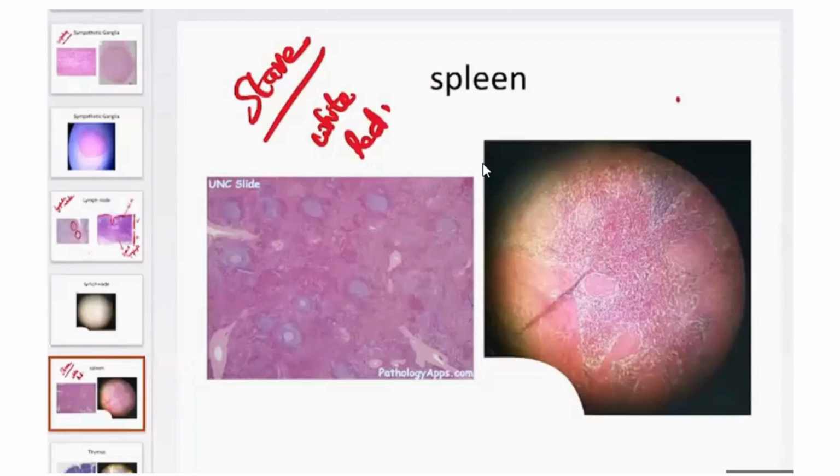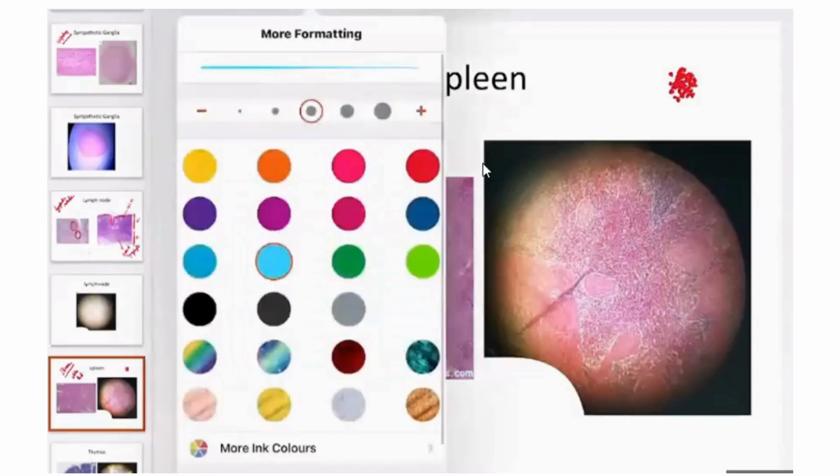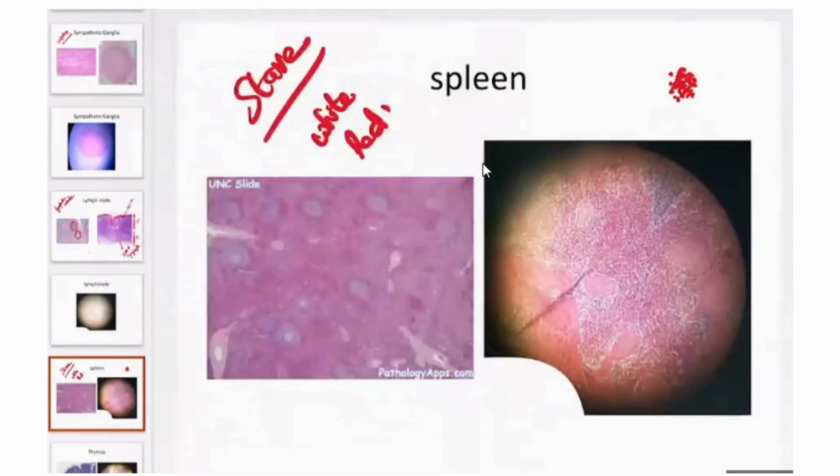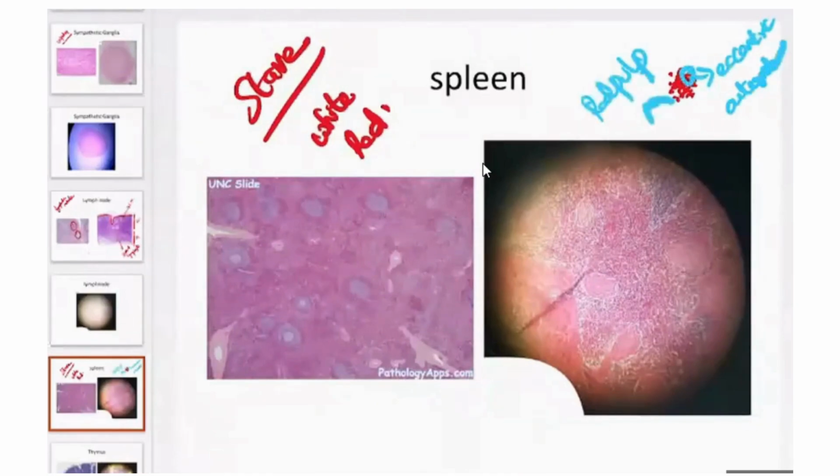It is called a lymphatic nodule. On the lymphatic nodule, sometimes an artery can be present. That is called an eccentric arteriole. This is called an eccentric arteriole on the white pulp. These are all red pulp. These are all white pulp.